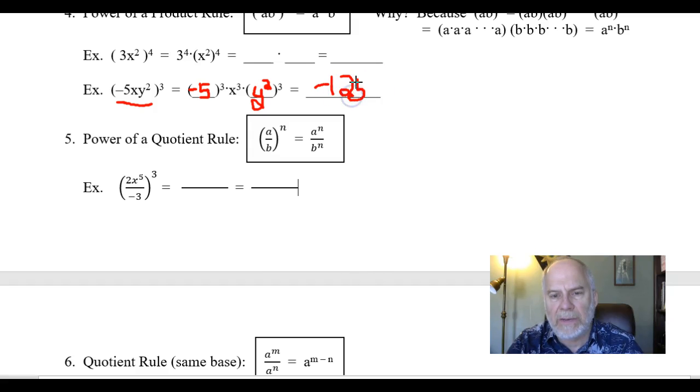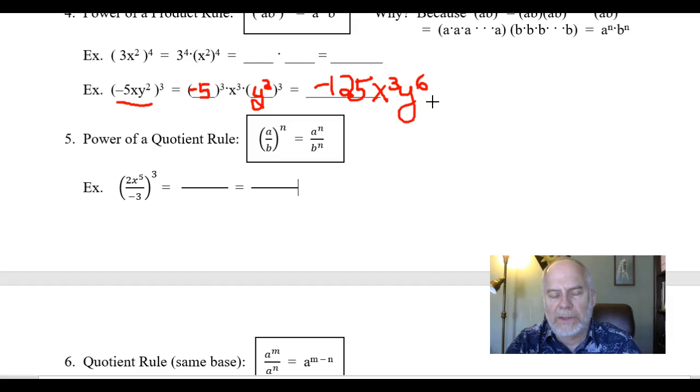Okay, so if you have -5 to the third power, -5 times -5 times -5, that would be -125. And then you have x to the third, so I'm going to write x to the third. And then I have y squared to the third power. So when you have a power to a power, you're going to multiply your exponents. So you get y to the 6th. So -125, x to the third, y to the 6th.